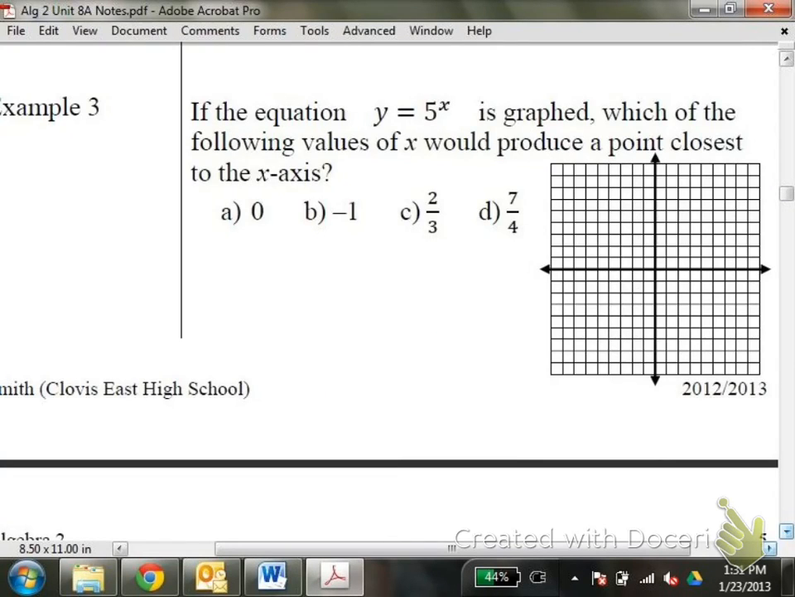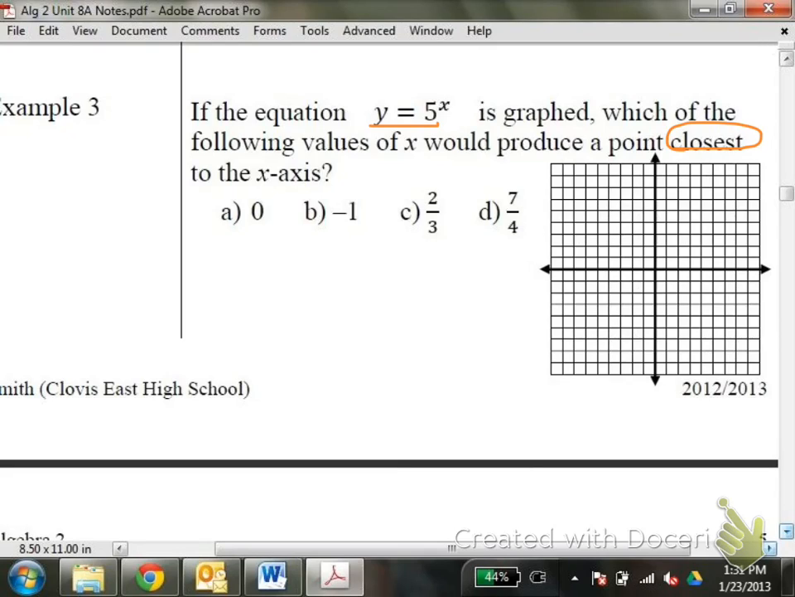Okay, so example 3 is the types of questions that you're going to see on the test and on your homework for these types of problems. So here's what it says. If the equation y equals 5 to the x is graphed, which of the following values of x would produce a point closest, and that's very important, closest to the x-axis? And then they give you 4 values of x. Okay?